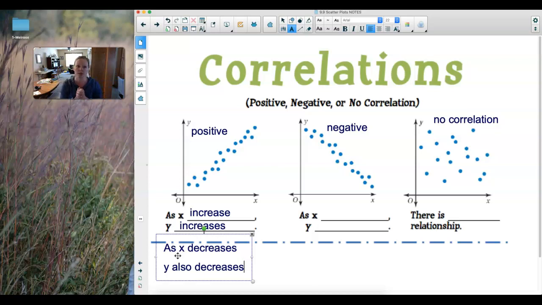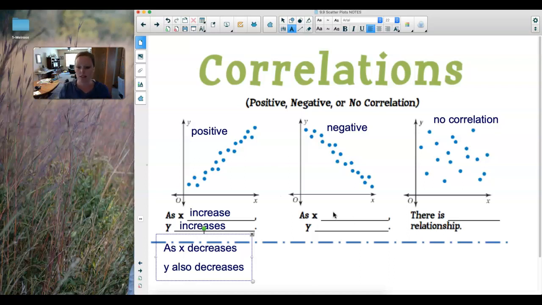So here's an example of that. Let's take the amount of time you spend studying and your grades in school. As you study more, your grades will typically go up. The less you study, your grade is probably going to go down. So because they're both going up or both going down, that's a positive correlation.